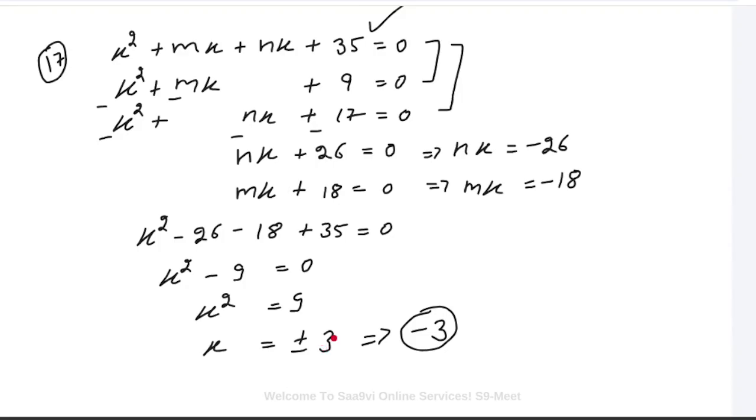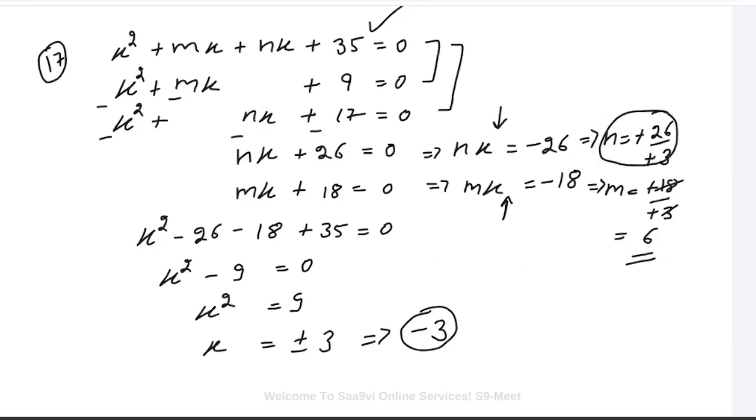Now, by putting this value in these two equations, we get n, that is minus 26 upon minus 3, that is 26 by 3. And we get m, that is equal to minus 18 by minus 3, that is 18 by 3, that is 6. So we got m as 6 and we get n as 26 by 3.